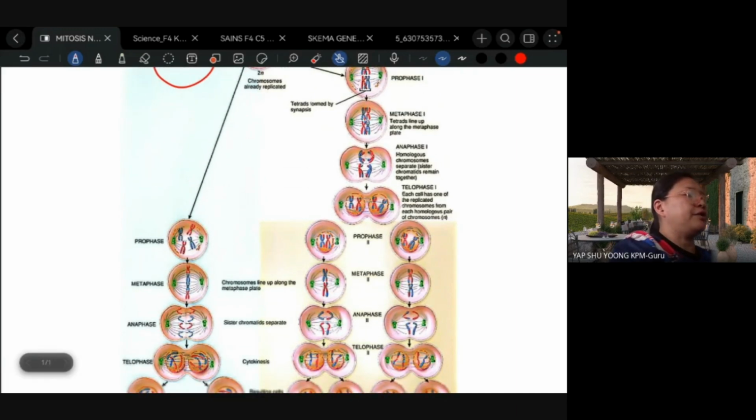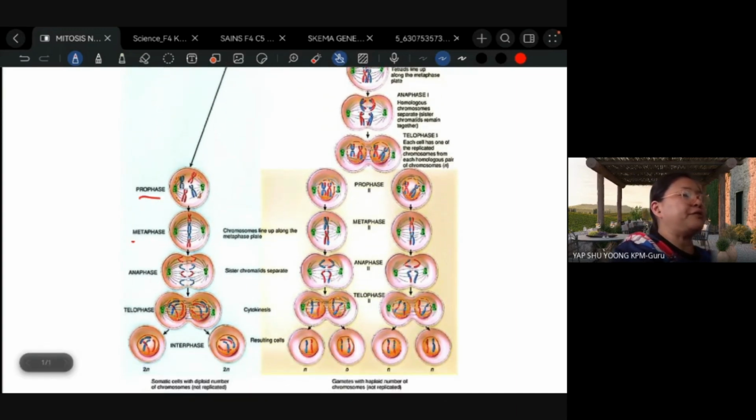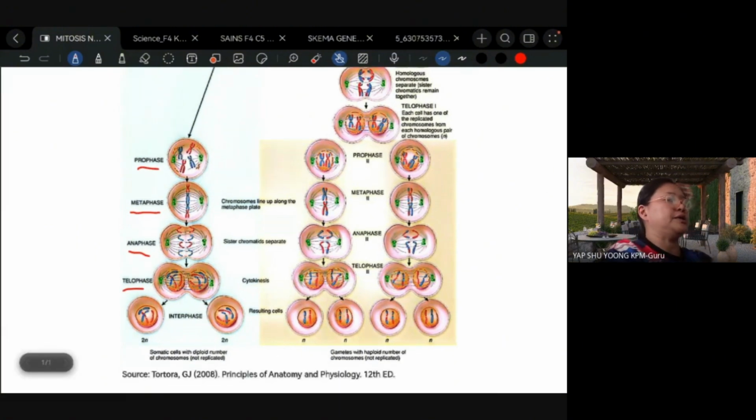Okay, mitosis has 4 phases. The main phases are prophase, metaphase, anaphase, and telophase. After that, it will enter into cytokinesis, which means the cytoplasm will divide into 2.